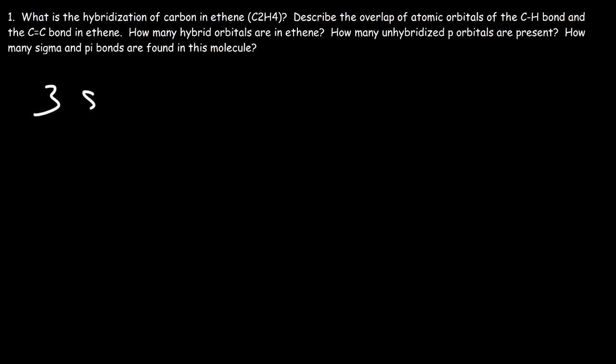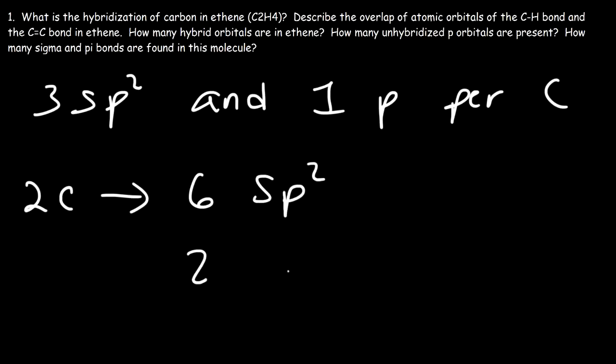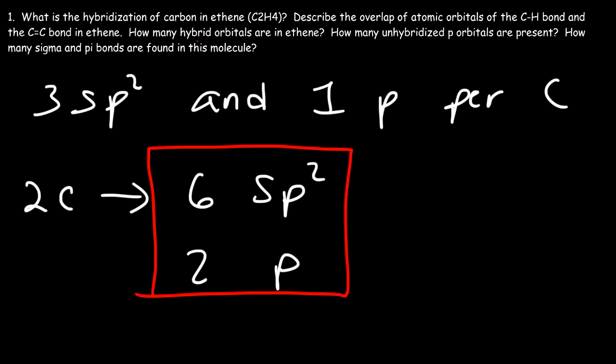So if there are 3 hybrid sp2 orbitals and 1 unhybridized p orbital per carbon atom, and ethene has 2 carbon atoms, we could say that there's going to be 6 hybrid sp2 orbitals and 2 unhybridized p orbitals. And so this is the answer to the next 2 questions. There's 6 hybrid sp2 orbitals in ethene and 2 unhybridized p orbitals in that molecule.